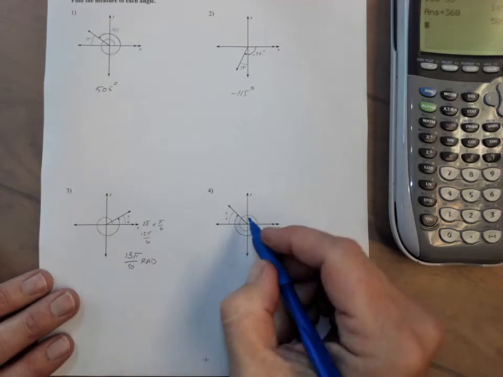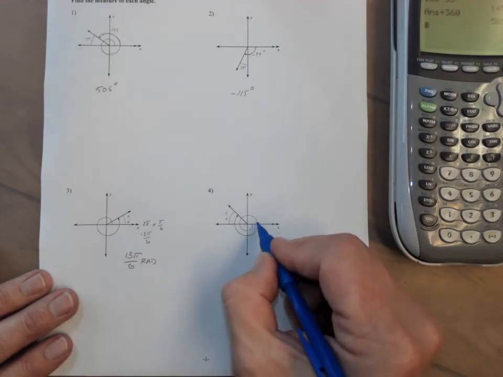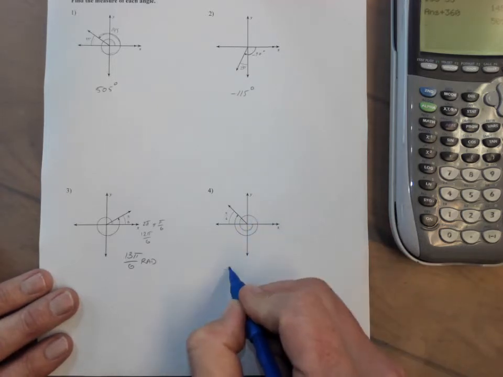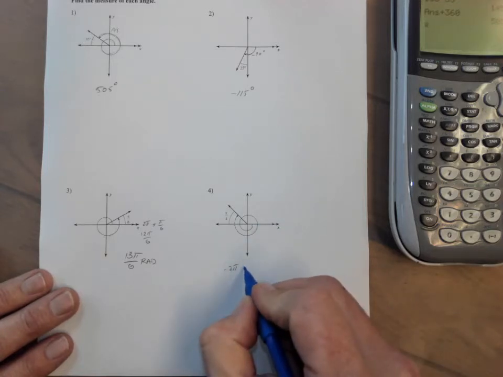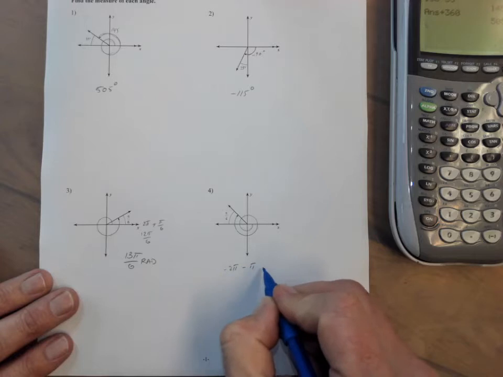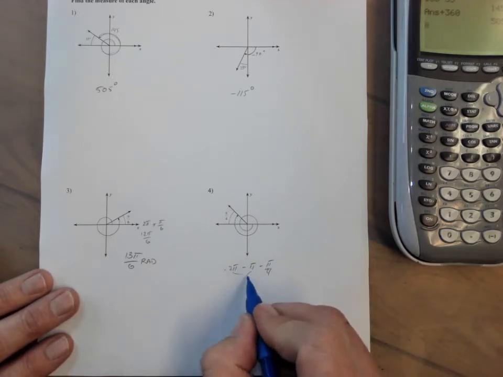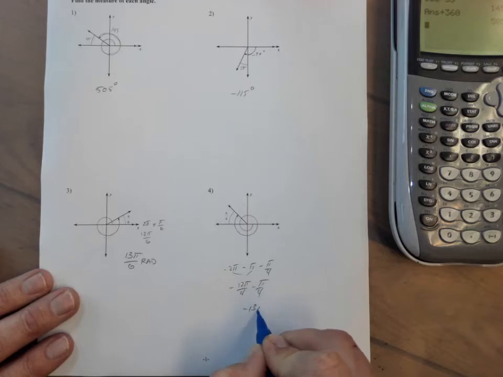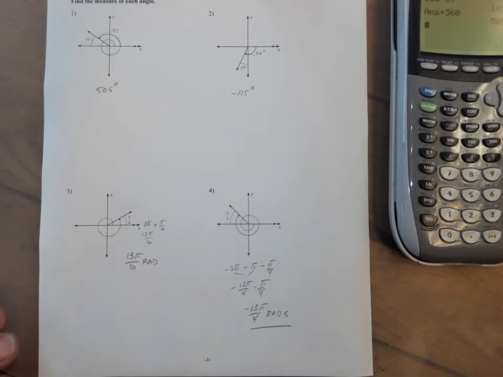And then our last one in this section, we're going back to clockwise, so we know we're going to have a negative angle measurement. Here's our one rotation, so that's negative 2 pi. There's half of a rotation, so that's subtracting another 1 pi. And then we have another pi over 4. So combine those, 2 and 3 pi, that's negative 12 pi over 4 minus 1 pi over 4. And that gives us negative 13 pi over 4 radians.